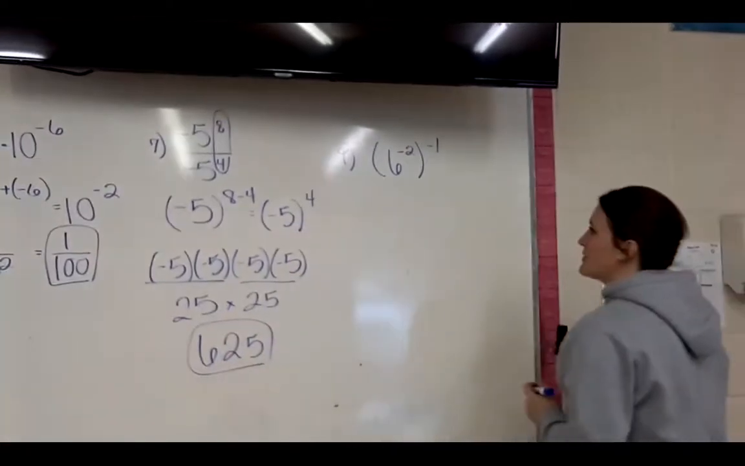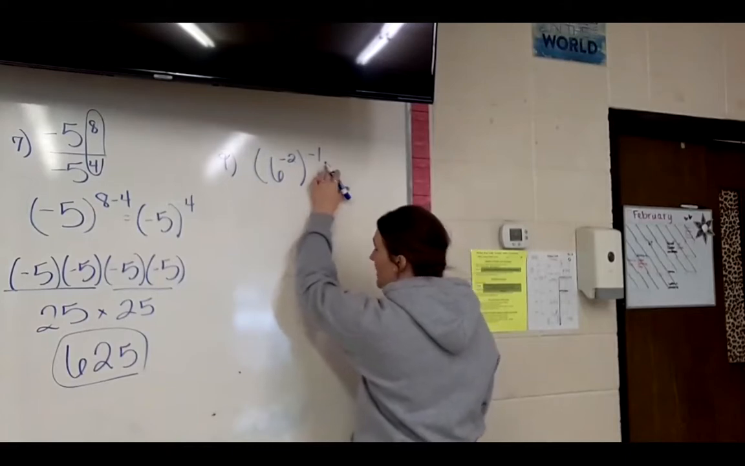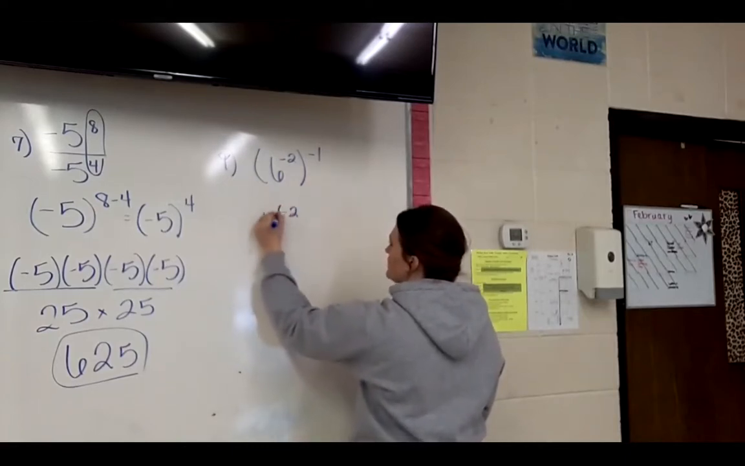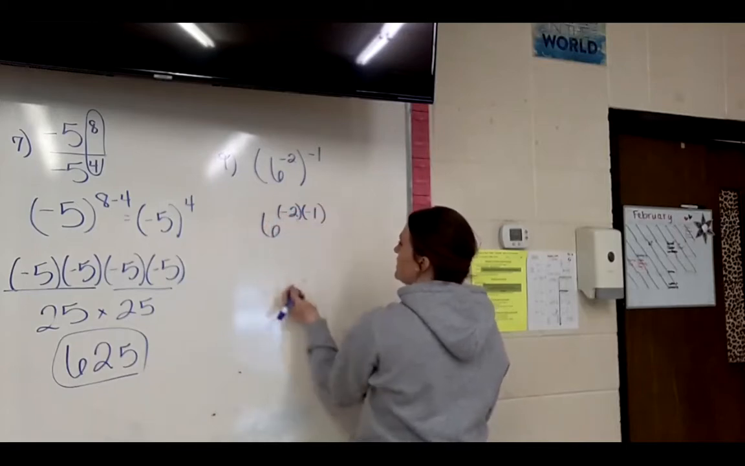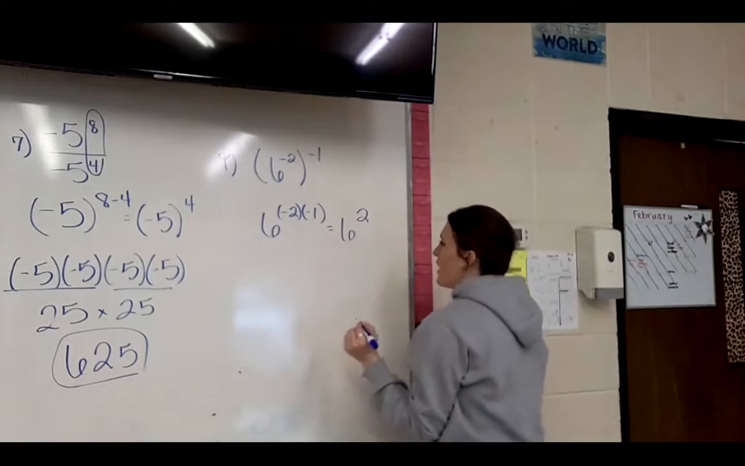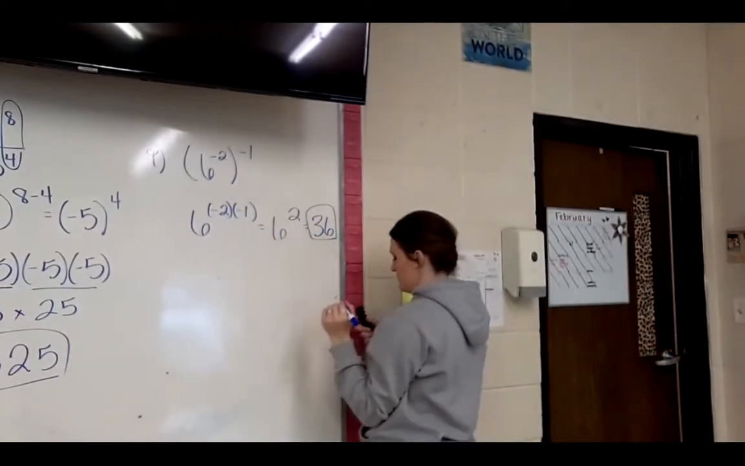Okay, last one, number 9. I have an exponent being raised to another exponent. So we multiply our exponents. Negative 2 times negative 1 is 2. 6 to the second power means 6 times 6. So it is just 36.